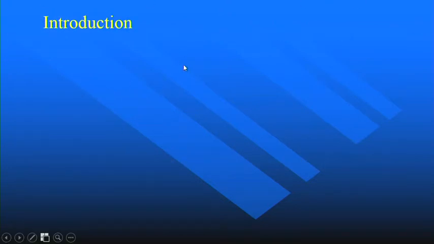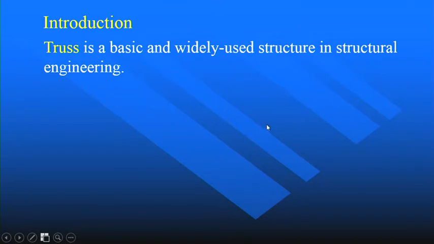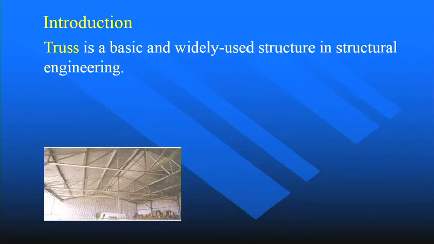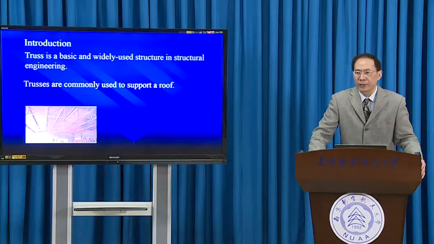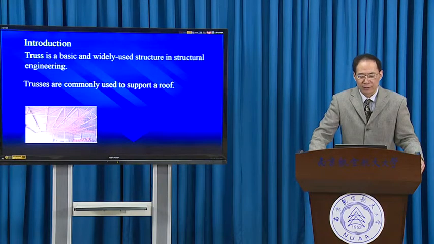First, introduction. Truss is a basic and widely used structure in structural engineering. For example, this is a roof structure. So trusses are commonly used to support a roof. For example, when you go to the airport, you can see there are many structures using those trusses.